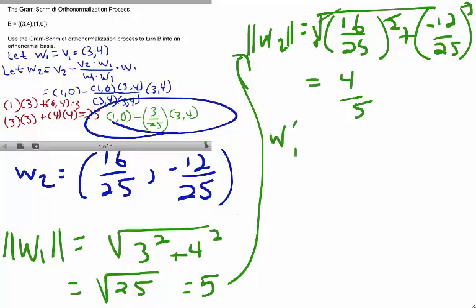Then we can take W prime sub 1, which is the reciprocal of the magnitude of W sub 1. And since the magnitude of W sub 1 is 5, that means our reciprocal is 1/5. We multiply this by our original V sub 1, 3, 4, and our result is 3 over 5, 4 over 5.